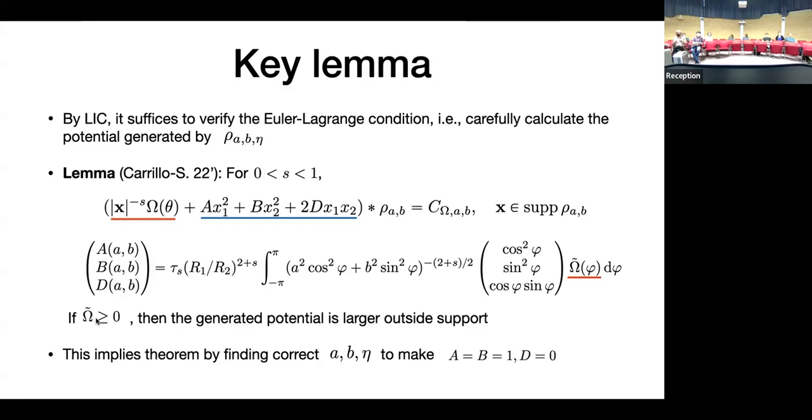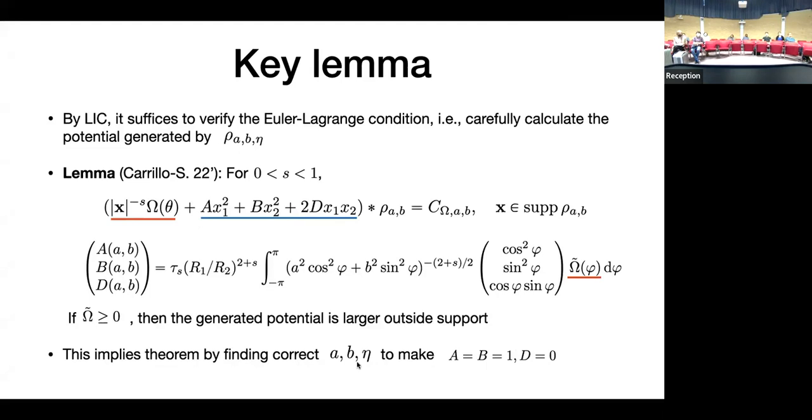Okay, so from this lemma, it's very easy to obtain the final result for the ellipses, because you just need to find the correct parameters little a, little b, and also the rotation angle eta to make the quadratic the one you want. You try to solve the equation capital A, capital B equals 1, capital D equals 0 with 3 unknowns. And just by a little bit of effort, you can show that there always exists a solution.